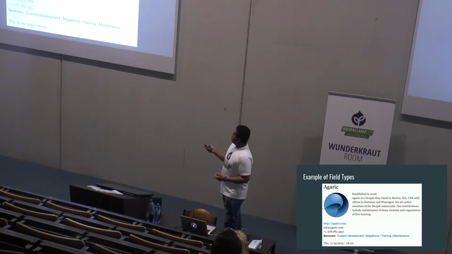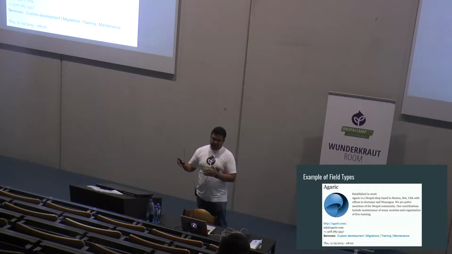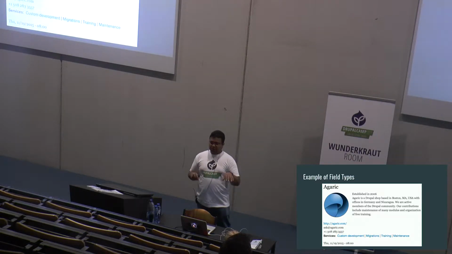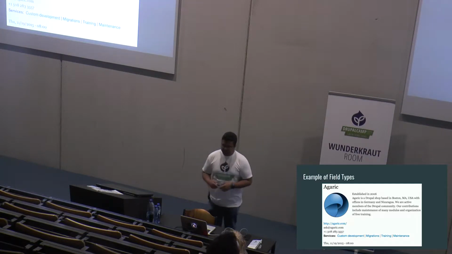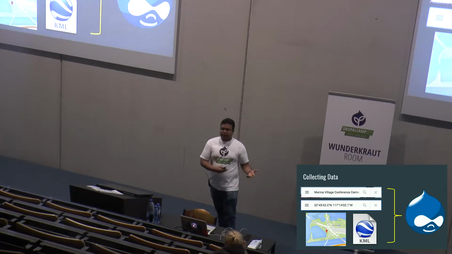We can also have URLs, emails, phone numbers, dates, which might actually have a time associated with them. And where it says services, those are taxonomies. Like in the article, you get tags, that's what it represents. So with fields, you are allowed to collect data in more than one way. Like fields are very flexible in how they collect the data.